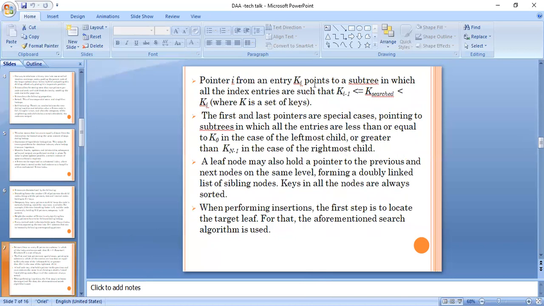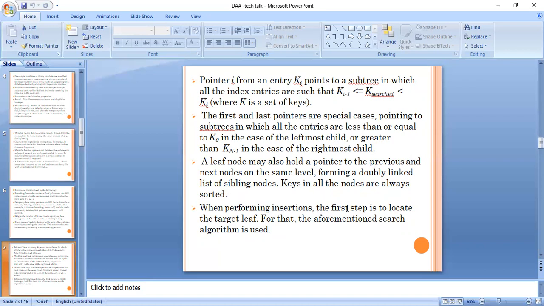Pointer i from an entry k_i points to a subtree in which all the index entries are such that k_(i-1) is less than or equal to k_s, which is less than k_i, where k is the set of keys. The first and last pointers are special cases, pointing to subtrees in which all entries are less than or equal to k_0 in the case of the leftmost child, or greater than k_(n-1) in the case of the rightmost child. A leaf node may also hold a pointer to the previous and next nodes on the same level, forming a doubly linked list of sibling nodes. Keys in all nodes are always sorted.